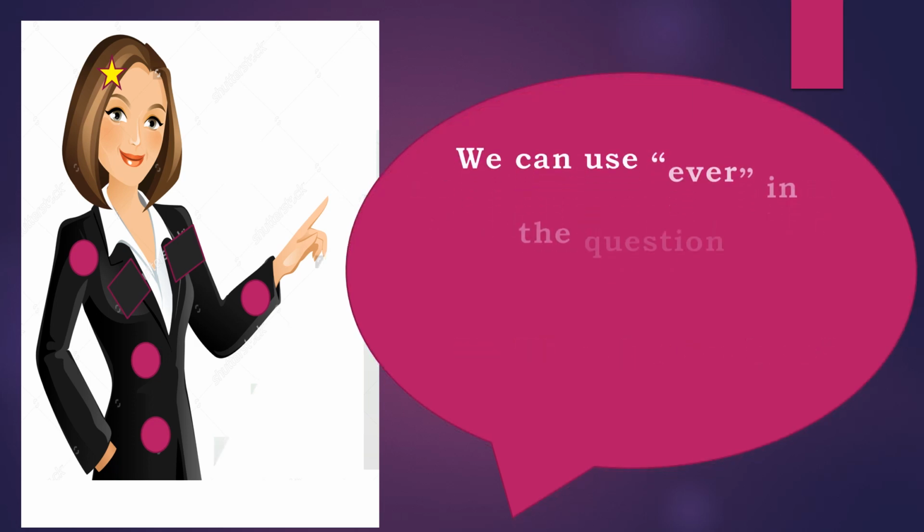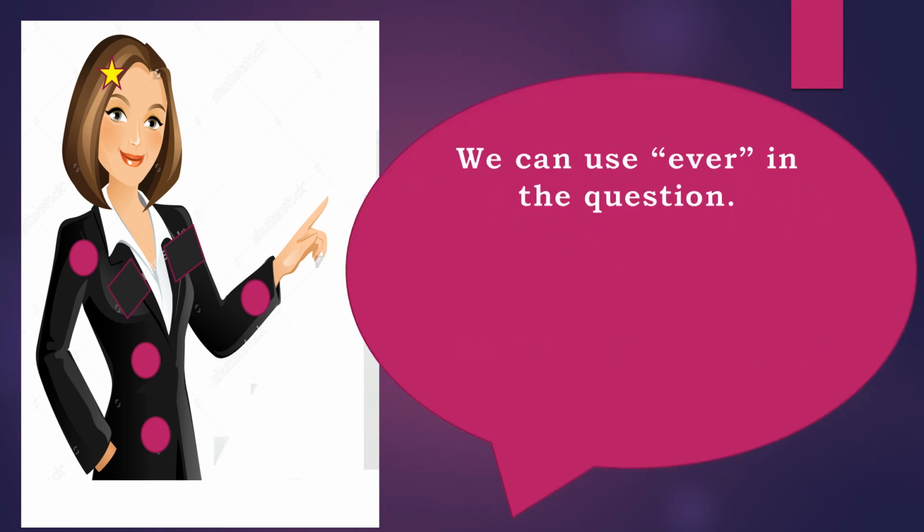Let's look at another way of forming a question in the present perfect tense. We use the word ever. So in the example here we say, have you ever seen a lion? And as you can see also, we put have before the subject you, and then we put the main verb see in the past participle.